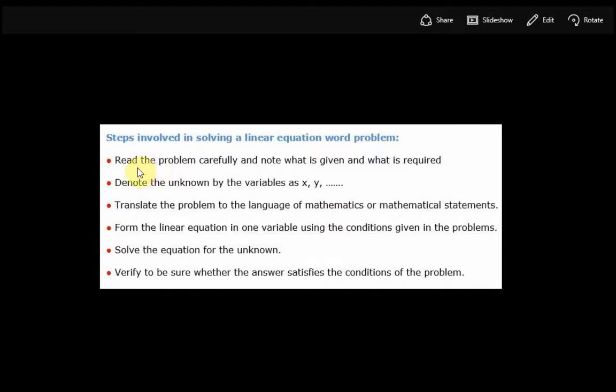Read the problem carefully and note what is given and what is required. Denote the unknown by the variables. Translate the problem to the language of mathematical statements. Form the linear equation in one variable using the condition given in the problem. Then we solve the equation, we verify the equation. Please be with me in these two examples.